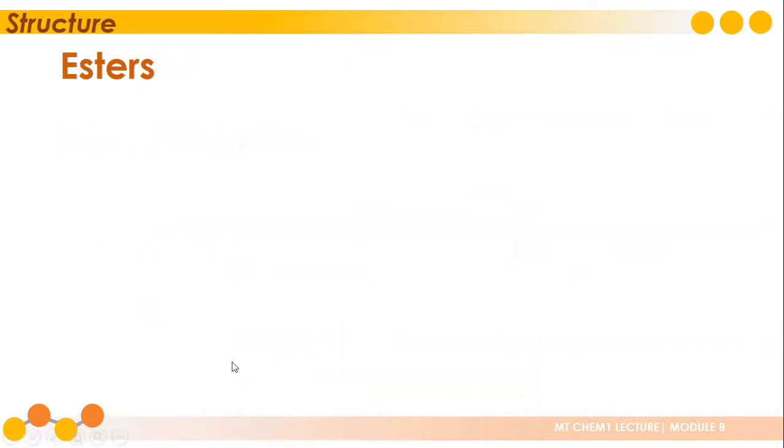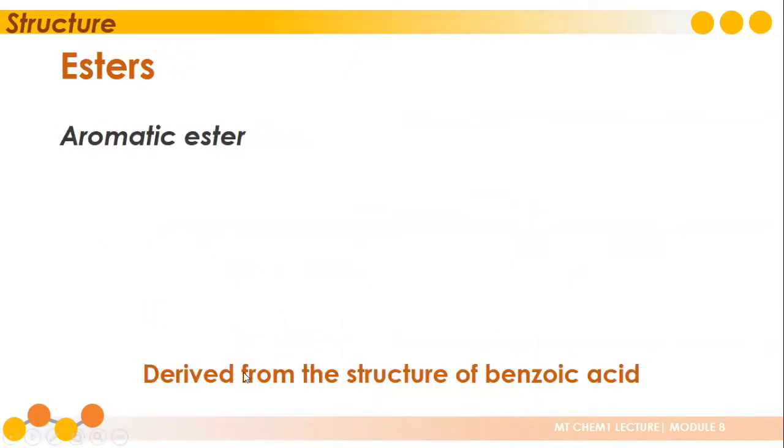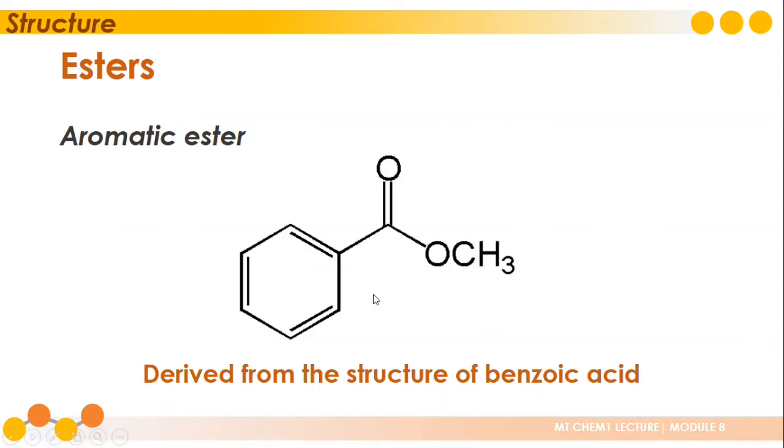Following these 3-carbon esters is our simplest aromatic ester, which is derived from the structure of benzoic acid. So again, instead of having a hydroxyl group, in this part we are replacing the OH with an OR, wherein the R or the rest of the group is replaced by a methyl group.